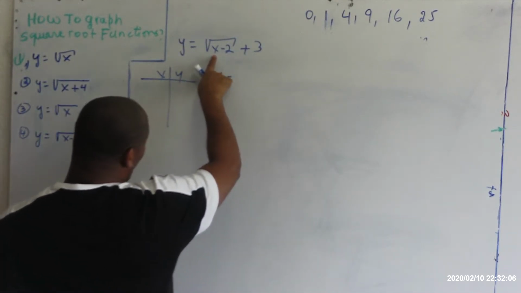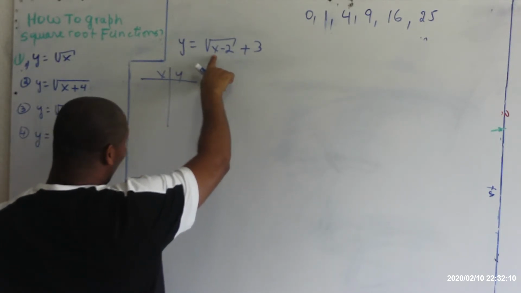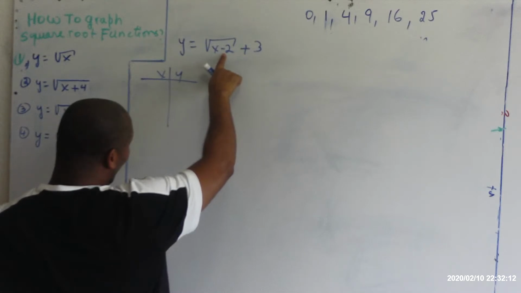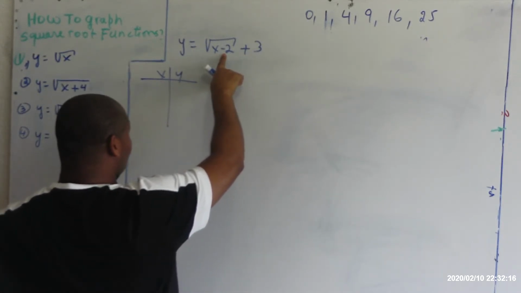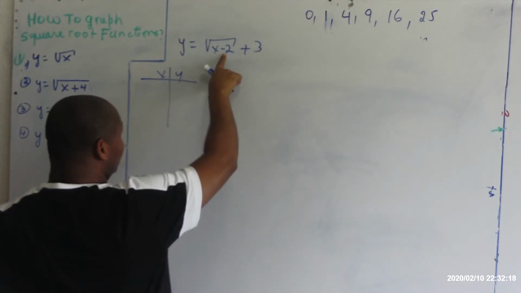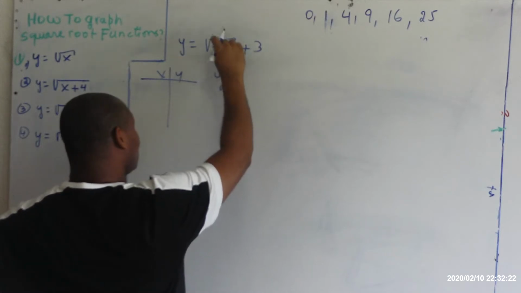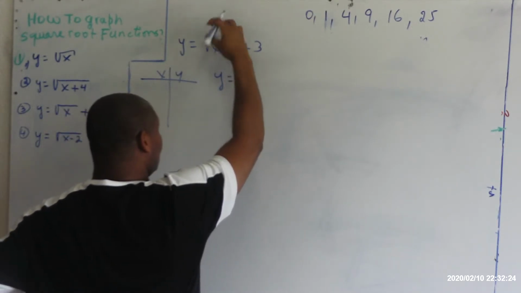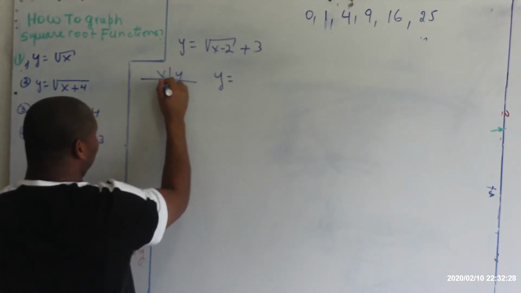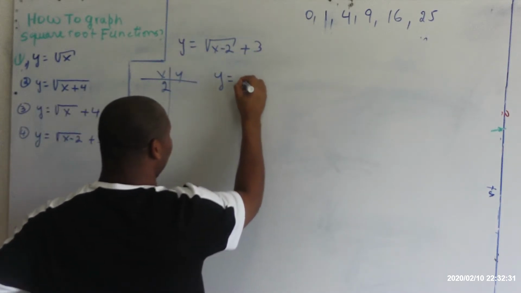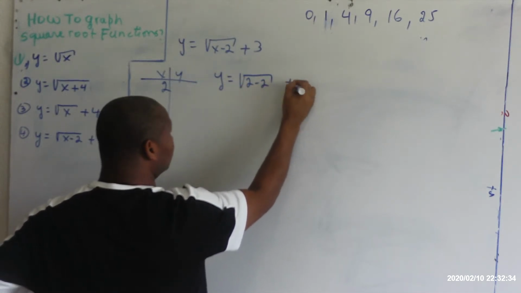So, if I plot 0, it's not going to work right here, because 0 minus 2, the radical of negative 2, is going to be impossible. So therefore, we can plot 2, okay? Because 2 minus 2 will be 0, the square root of 0 will be 0, plus 3 will be 3, okay? So, we can plot 2.